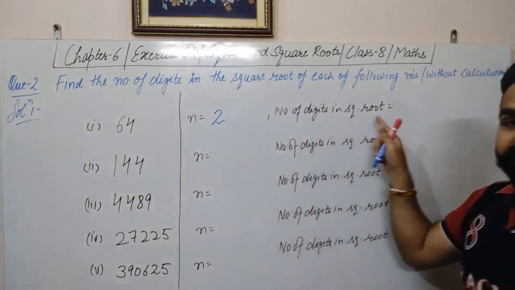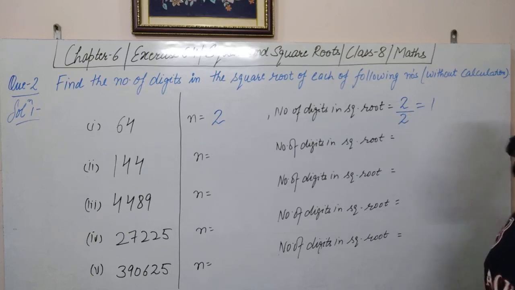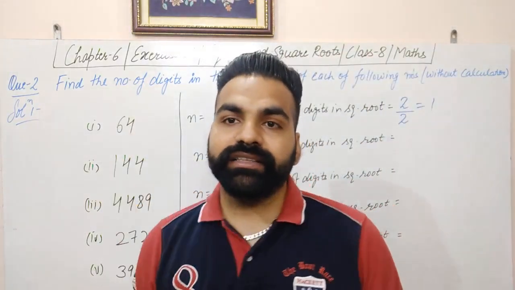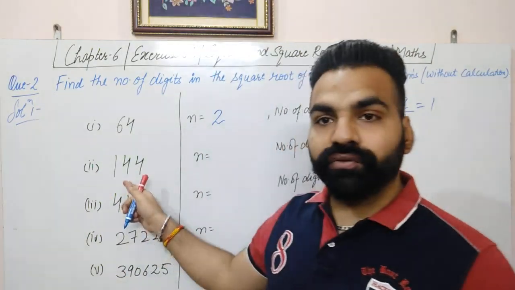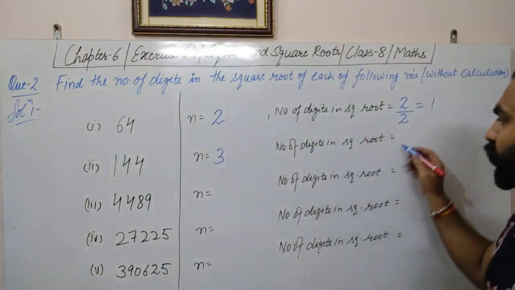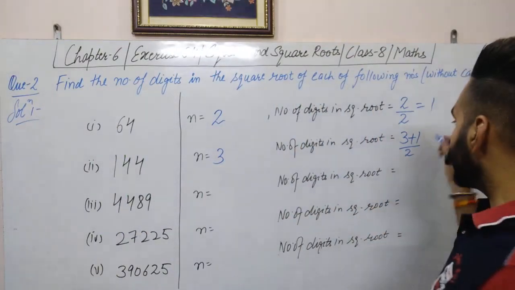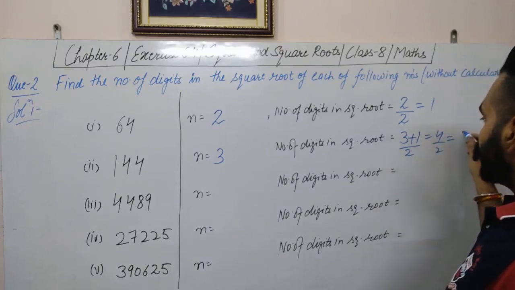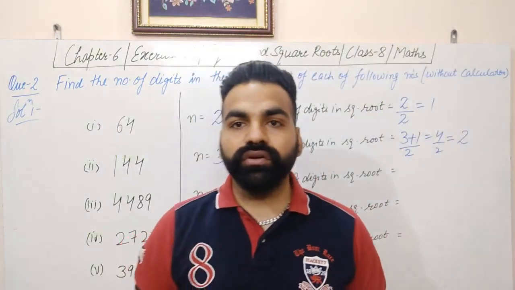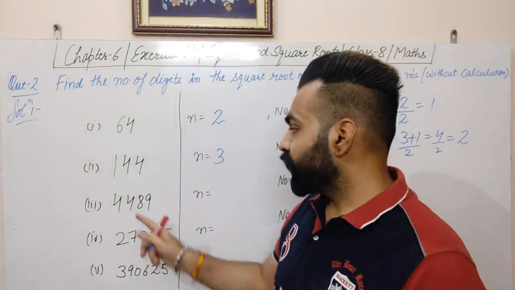So the number of digits in the square root will be n by 2, that is 2 by 2 equal to 1. And we know that the root of 64 is 8, and 8 is a single digit. Now 144: n is 3, and 3 is an odd number. So the number of digits is (3 plus 1) by 2, that is (n plus 1) by 2, 4 by 2 is equal to 2. So there will be 2 digits in the square root of 144, that is, the square root of 144 is 12, which has 2 digits.